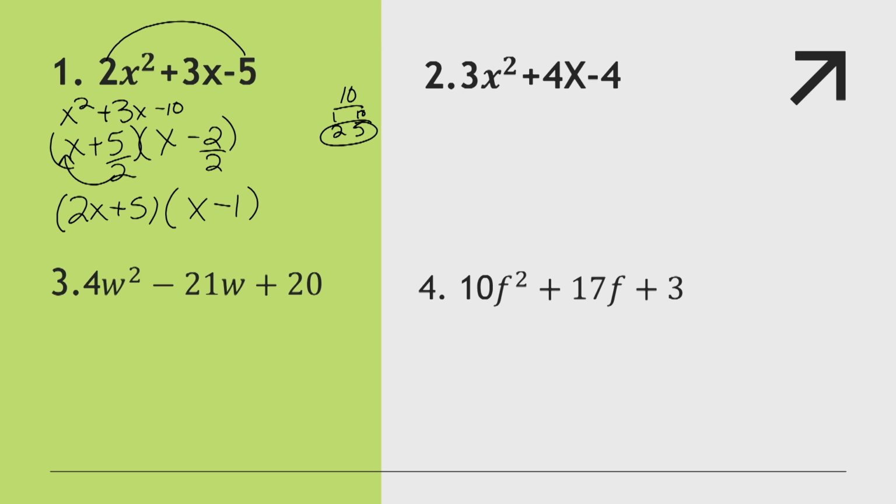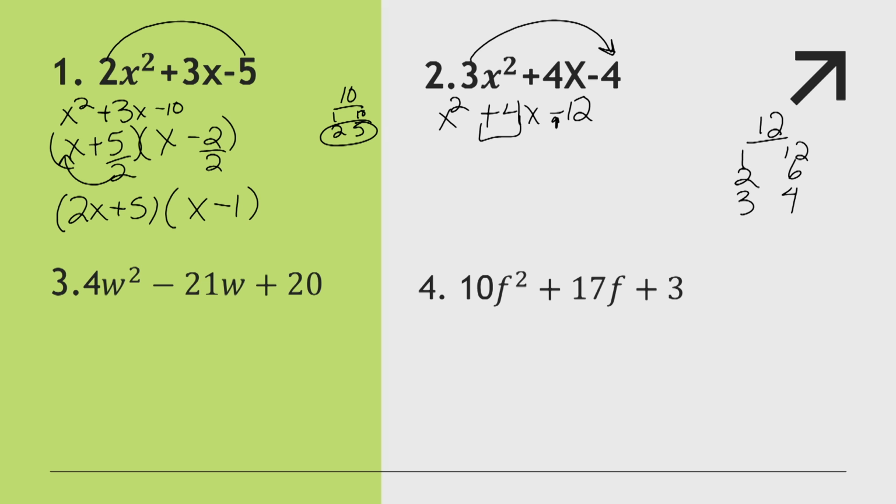I do not have a greatest common factor, so I'm going to go ahead and multiply my a into my c and rewrite. I'm going to get the factors of 12 that will subtract to give me a positive 4. So I have 1 and 12, 2 and 6, and 3 and 4. Now, which pair could I subtract to get a positive 4? Yes, 2 and 6. So I'm going to build those binomials with my 2 and my 6.